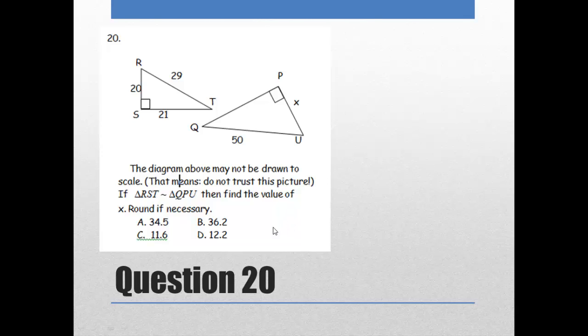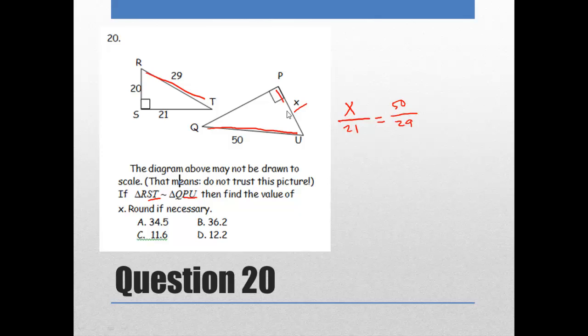Alright, number 20, trying to find x, and we know that we have similar triangles, so we need to use corresponding sides. So let's go ahead and start with our x. We would say that PU, the side that has x, matches up with ST. So I could say x over ST, 21. And I need another set of sides, so let's use QU here. QU matches up with RT. RT is 29, so we'll say QU 50 over RT 29.